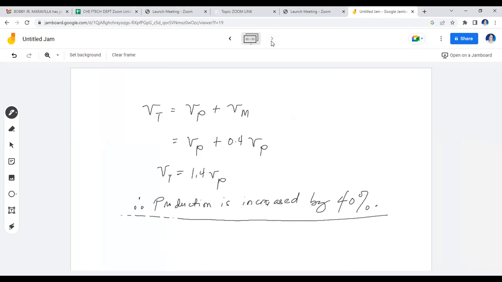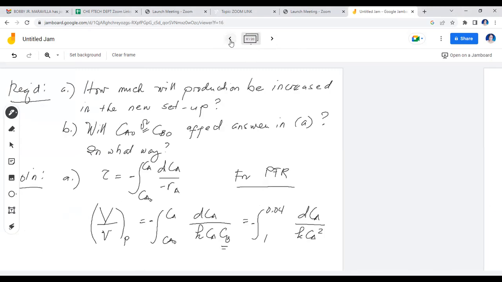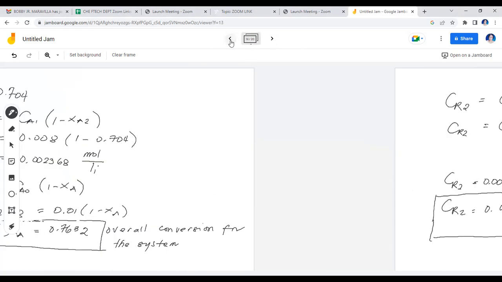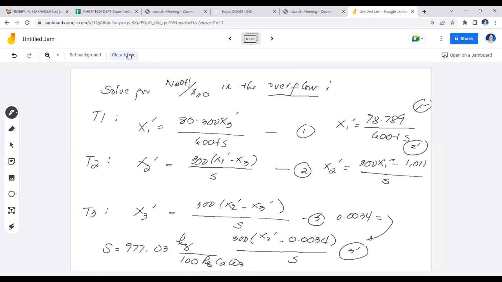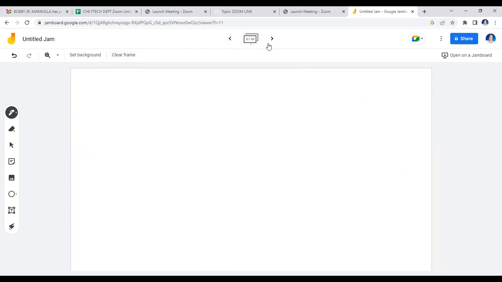Wait class, I cannot move to another slide because I've reached the maximum. I'll just erase a slide here. Now for letter B, so that you have mathematical justification for your reasoning that it won't be affected by the initial concentration, you can write the performance equation.